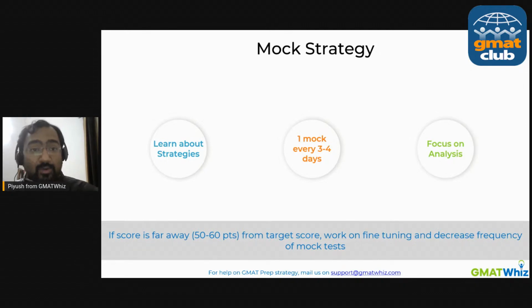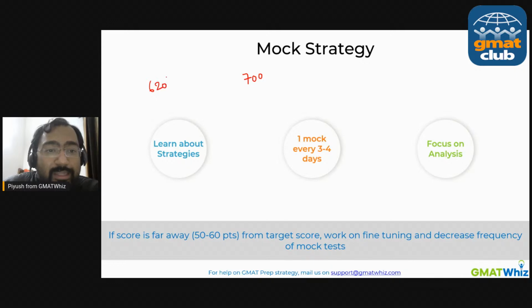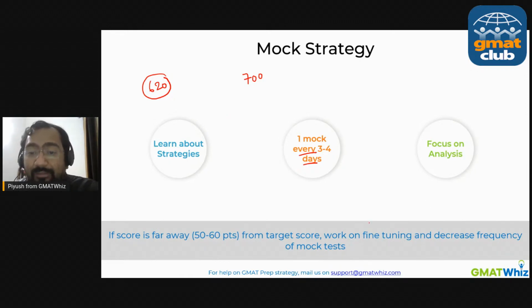And if your target score is 50 to 60 points away from your current performance in the mock, for example, let's say your target score is 700, and for whatever reason, you end up getting a 620 on the mock, then you should not take a mock every 3-4 days. You should not be doing that. Then you'll be wasting your mock test. Please make sure that you decrease the frequency and work on fine tuning again. You should go to the fine tuning phase again, identify your weak areas and work on them.